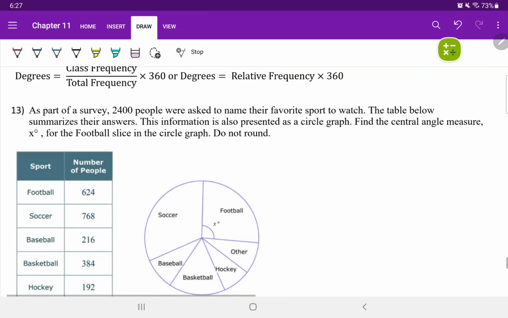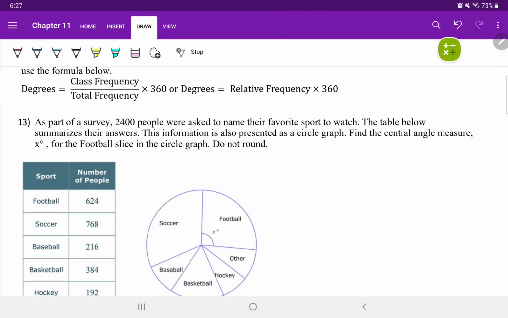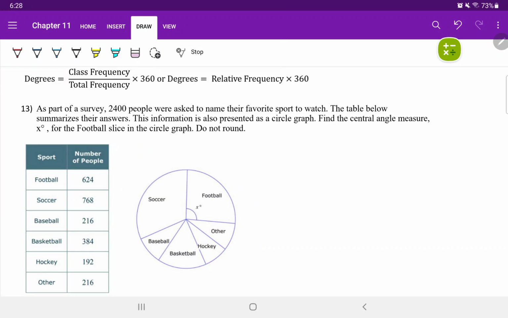Now, let's go over how to do that. Number 13. As part of a survey, 2,400 people were asked to name their favorite sports to watch. The table below summarizes their answers. This information is also presented in a circle graph. Find the central angle measure of x degrees for the football slice in the circle graph, and do not round. Okay. Now, football is right here. We want to find how many degrees that is.